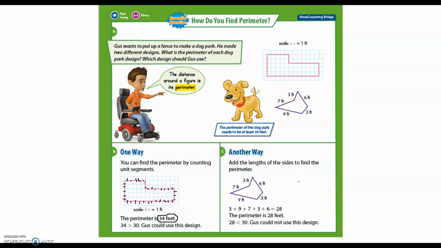The other way is to add each side together. So if you take a look at this shape, we have 7, 3, 6, 3, and 9. So add it all together and you get 28. The perimeter of this shape is 28 feet.